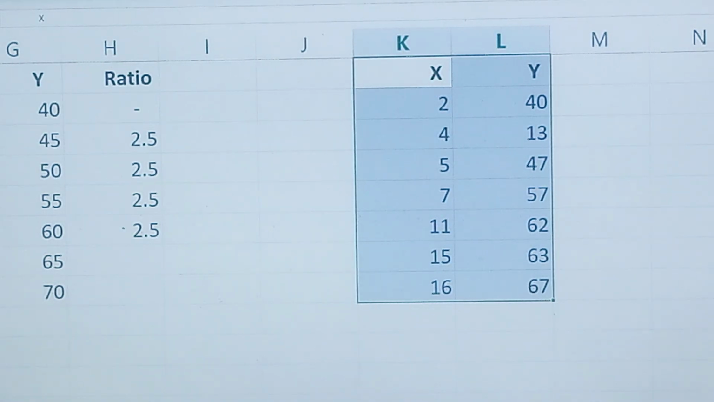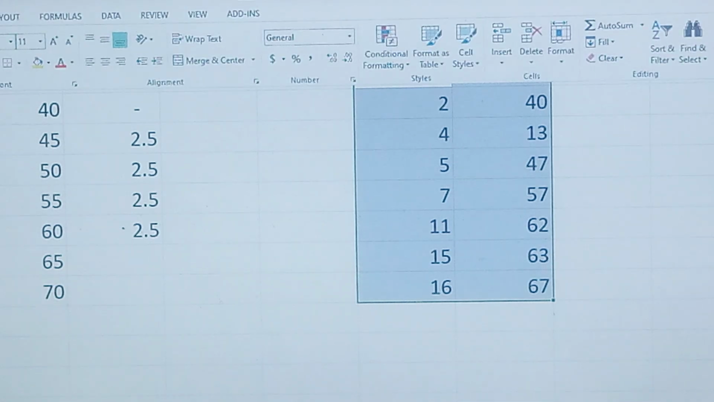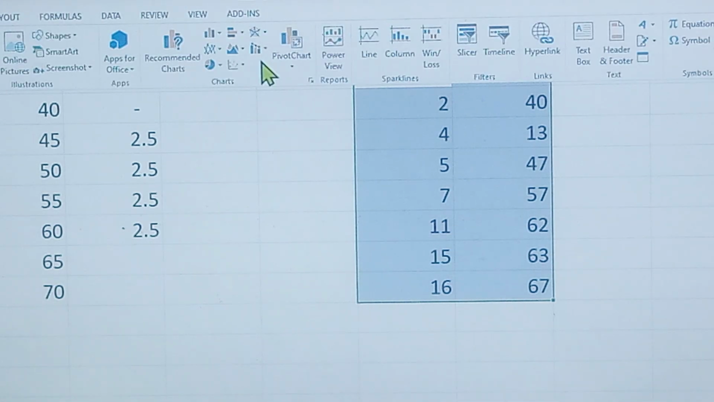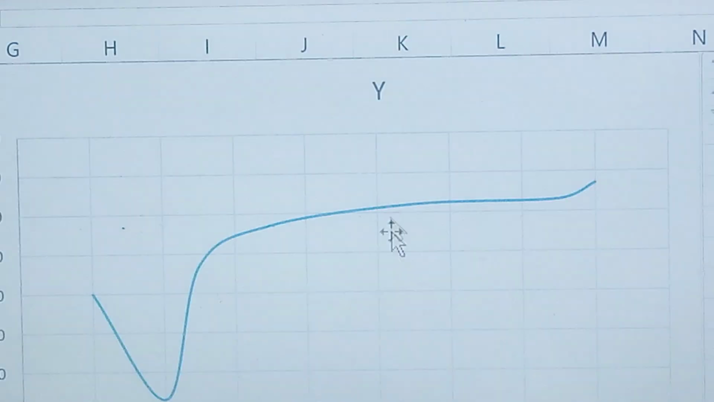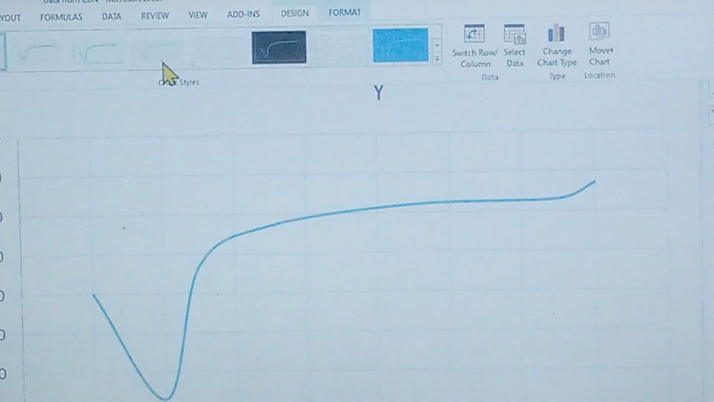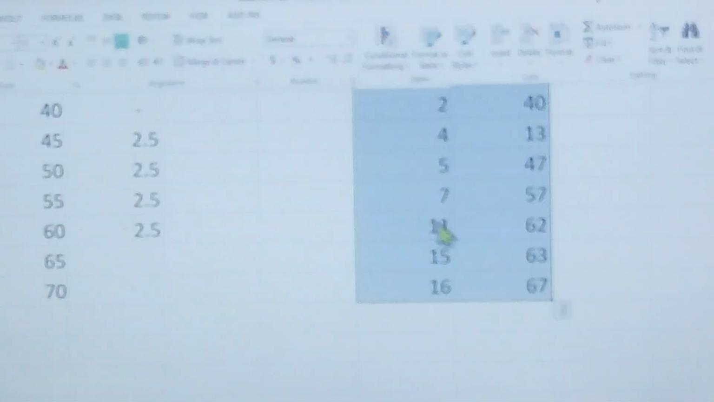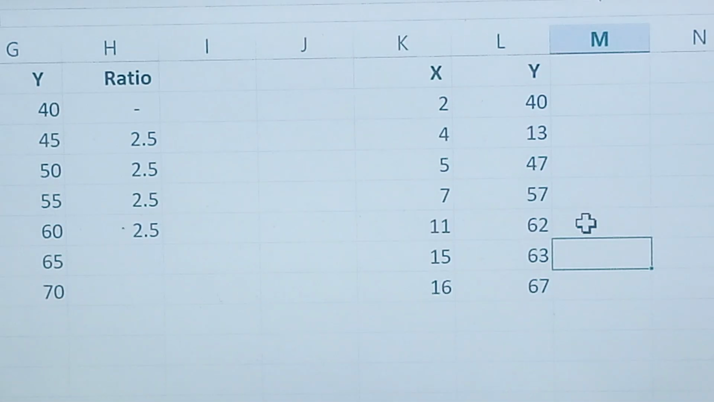Let's try it. I go to insert and I come here and I click. You can see that it's a curve. Therefore, the relationship between x and y that's generating this data is not a linear relationship, and as such, that equation or model is said to be a non-linear model.